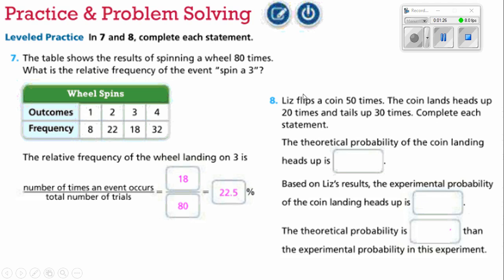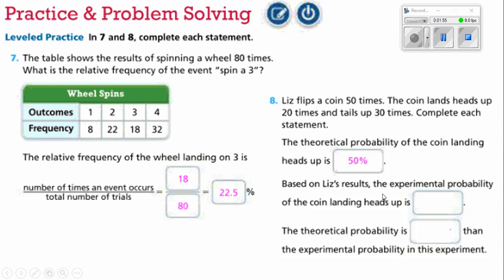Liz flips a coin 50 times. The coin lands heads up 20 times and tails 30 times. Complete each statement. Well, once again, we would expect that the theoretical probability of the coin landing on heads is going to be 50% of the time. So you would take 50 and divide it by 2, and you would think it'd get 25. So you would think 50% of the time it would land on heads.